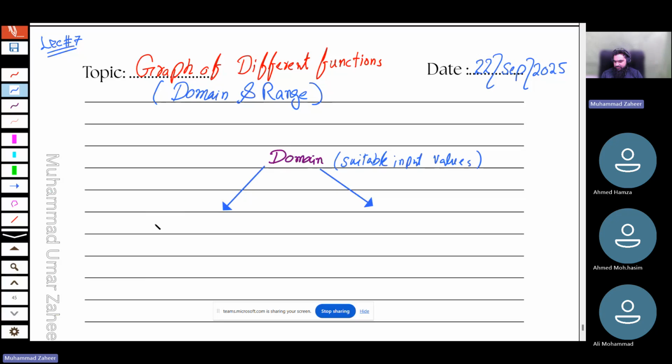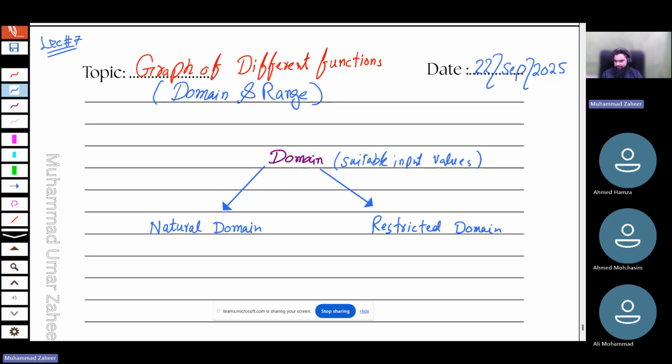First one, that's known as natural domain, and the second one is restricted domain. The natural domain means when you are situating the function, if you have any function, the real domain and range are known as natural domain.